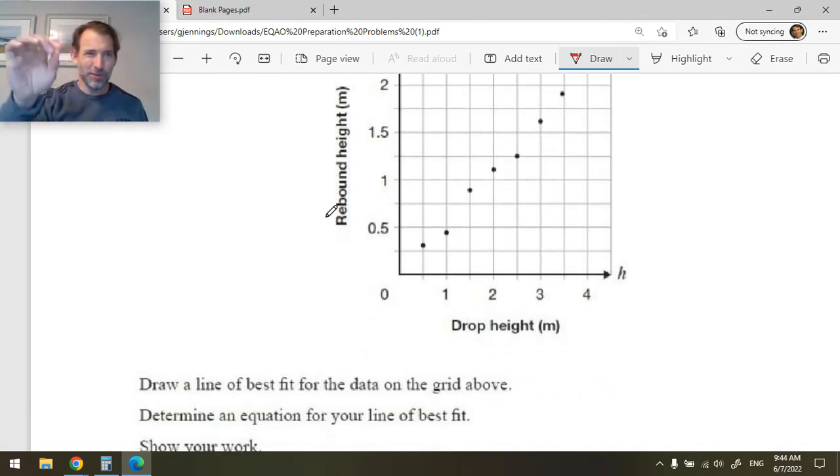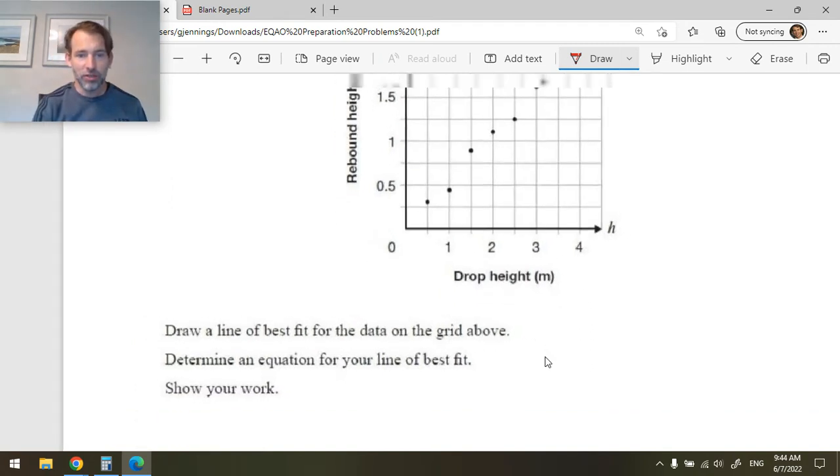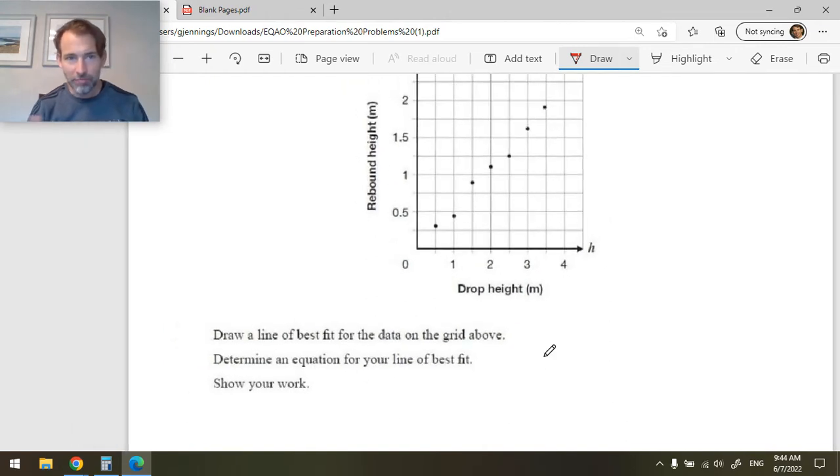And it might be linear over small sections of the data. Okay, draw a line of best fit for the data on the grid above, determine an equation of the line of best fit, and show your work. Okay, I wish I could do straight lines in this program. It certainly feels like it should go through 0, 0, doesn't it? If it's linear, which I don't believe it would be, but anyway, their data set's pretty linear.